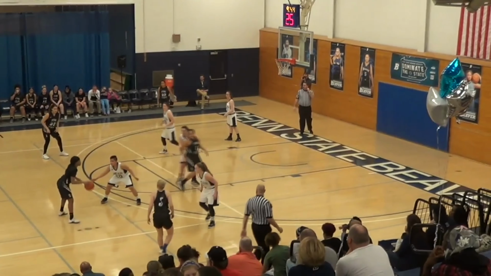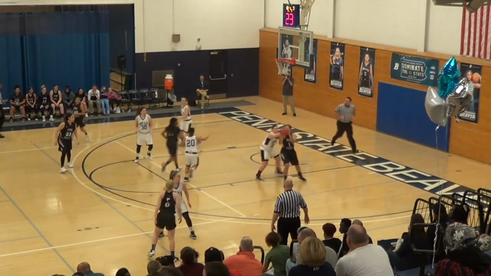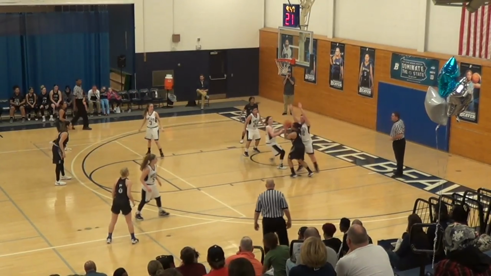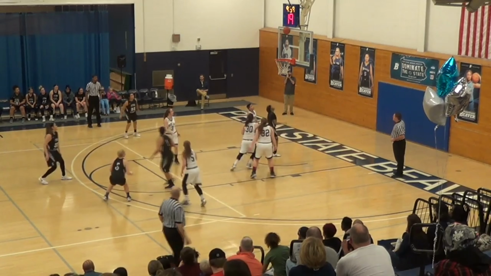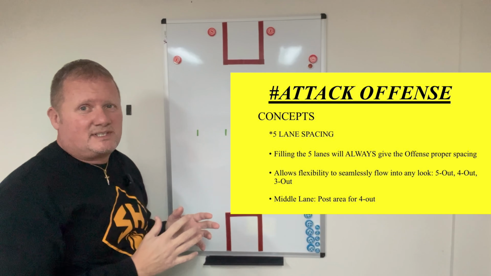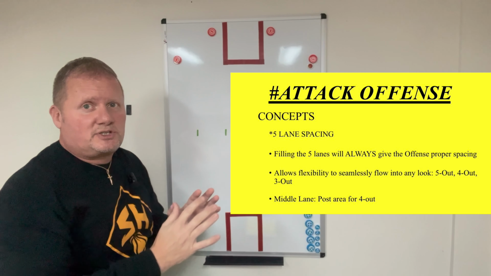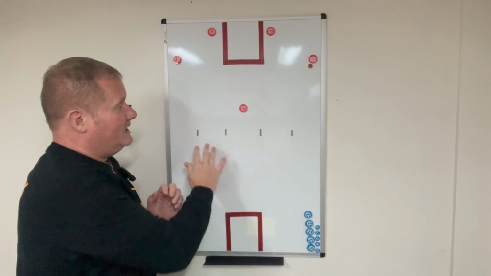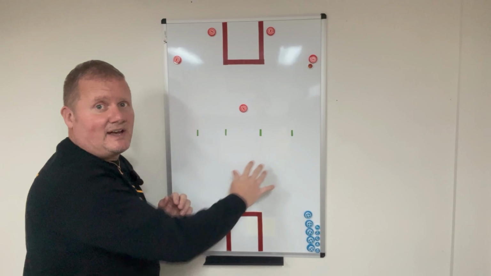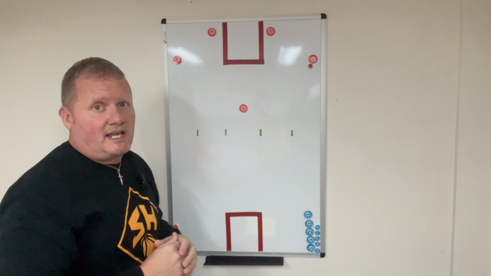In this example, we're going to run into a 3-out look. We got a point guard that runs down into a 3-out look. She ends up getting the layup on the opposite side. So the offense is ever evolving, ever changing. And again, at the end of the day, as long as your spacing's 15 to 18 foot and you utilize the idea of these 5 lanes of spacing, you're always going to have good offense.